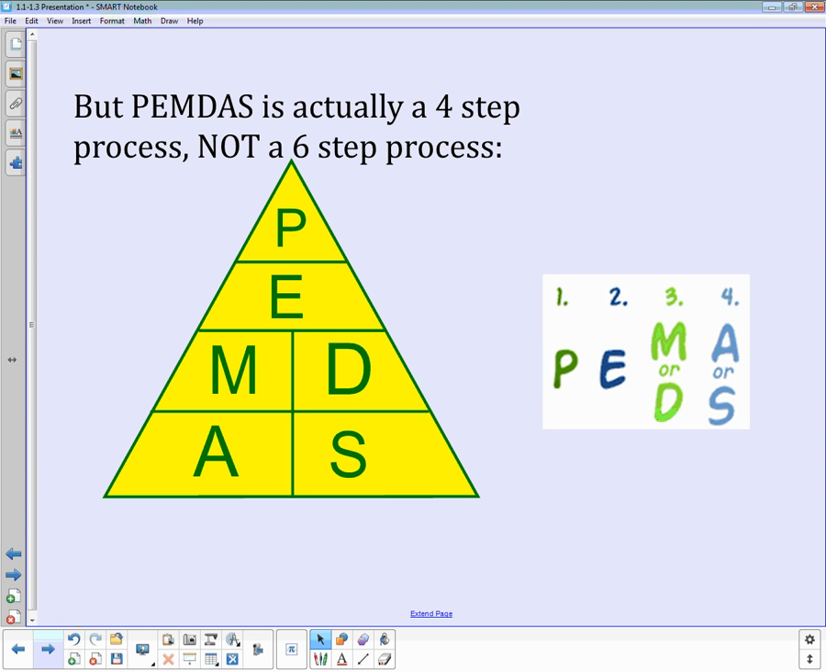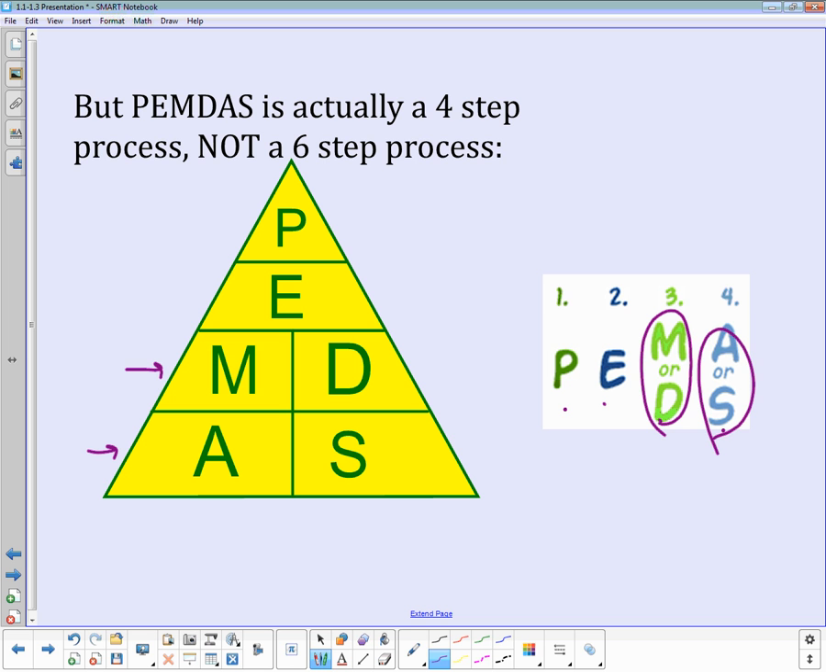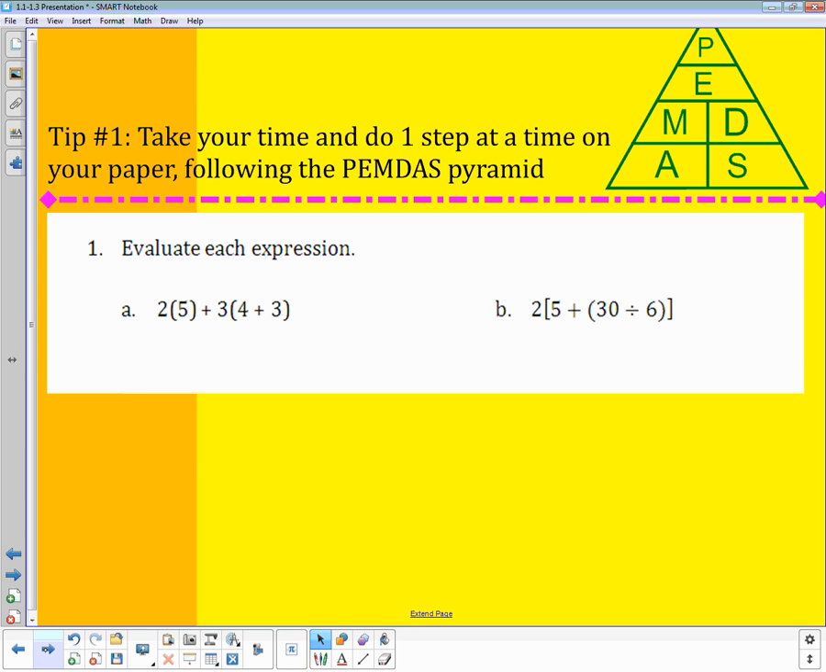So putting it in a pyramid like this might make a little bit more sense, because then you can see that this multiplication stays together, this addition and subtraction stays together. Same thing as thinking of it more like 4 steps instead of 6. Multiplication and division together, addition and subtraction together. Let's take a look at some examples.